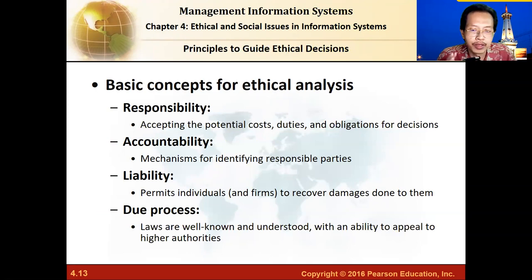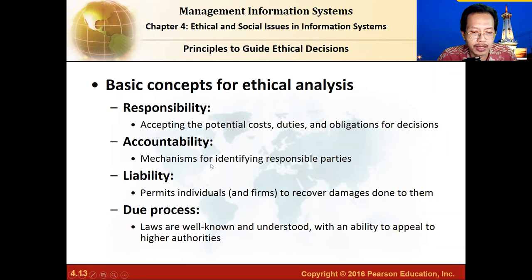Now here, we would be thinking about how to do an ethical analysis. So there are four basic concepts of ethical analysis. First, responsibility, meaning that a person who does something has to accept that every action and every decision that person makes, he has an obligation to be responsible for. If he decides to, let's say, not bring a vehicle ID card when he's driving a car, that's his decision. But if there's a problem with the police, then he's responsible for that.